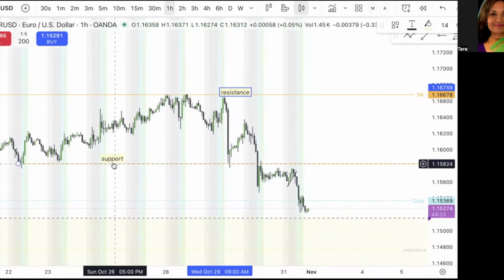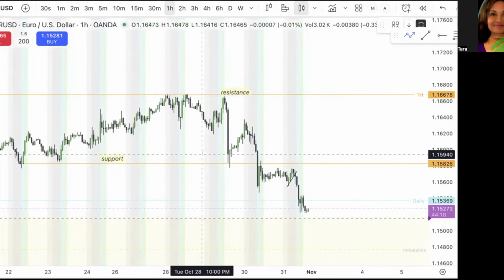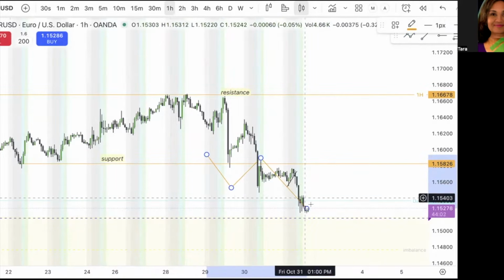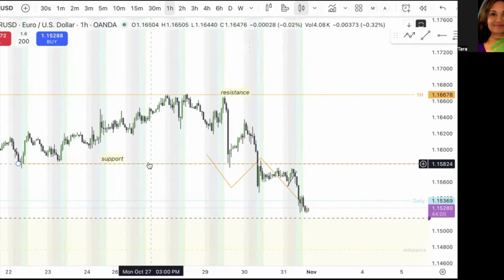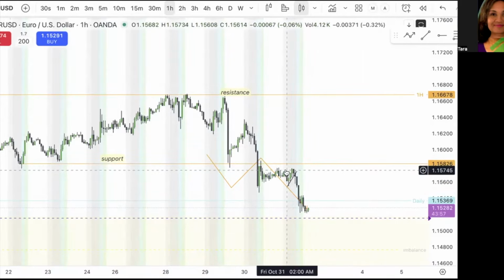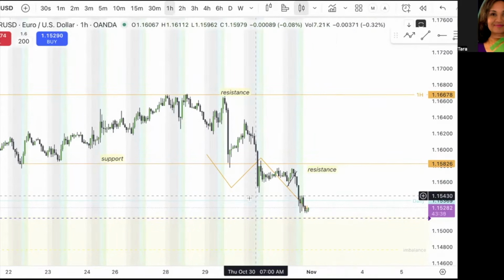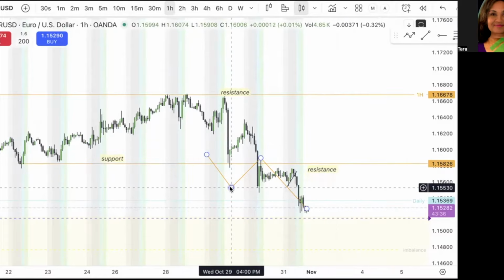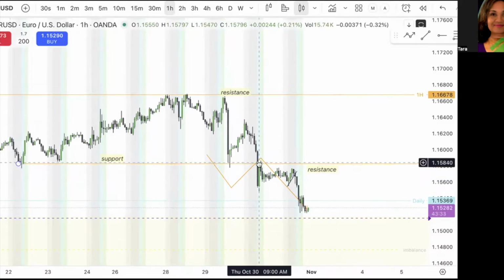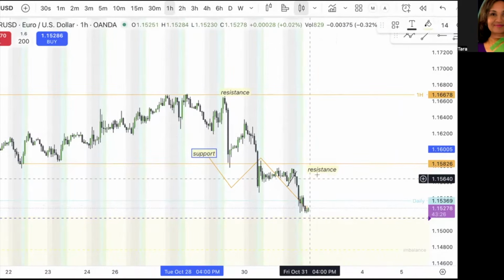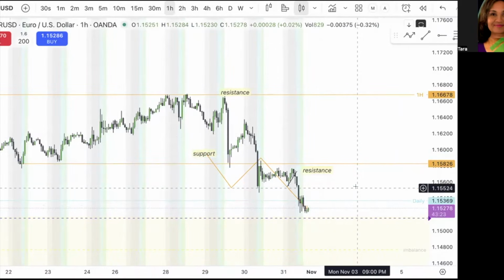Sometimes support becomes resistance. You can see here where price broke through this support area, retested this level, and continued downward. So in this case, this support level has now become resistance here and here and here. There was support here, and down here, now it is resistance.